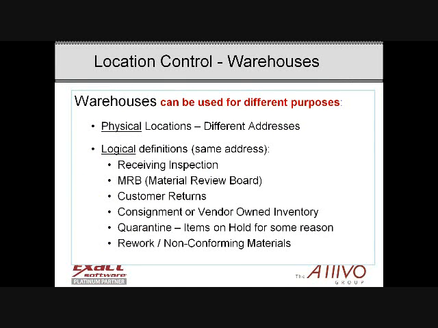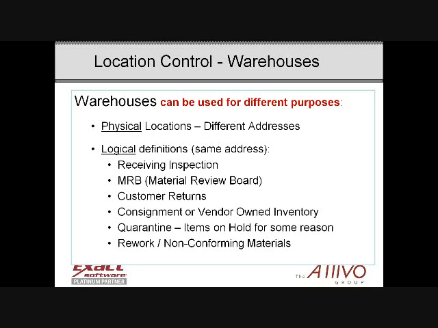Moving on to location control. First, let's talk a little bit about warehouses. The warehouses can be used for a couple of different purposes, and as it relates to location control, within Macola there are two levels of location control. The first is the warehouse, okay, which can be used for physical locations where there are different addresses or different buildings, if you will. And then there's bin control. We're going to talk about bin control in just a second.